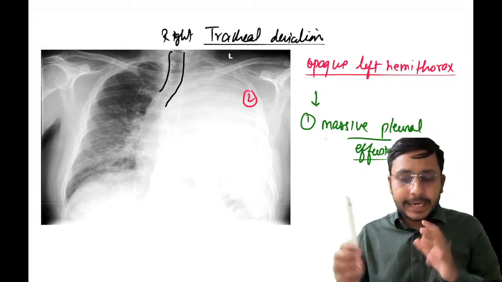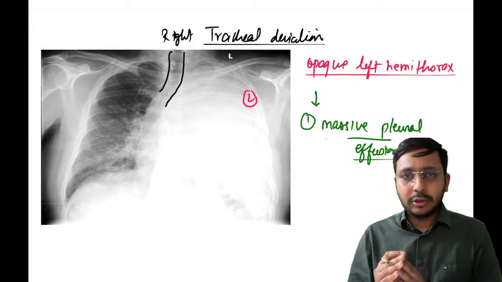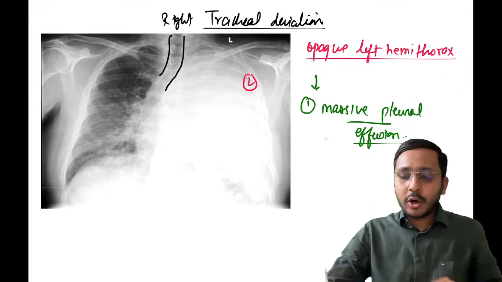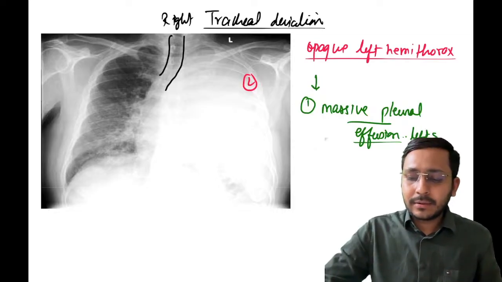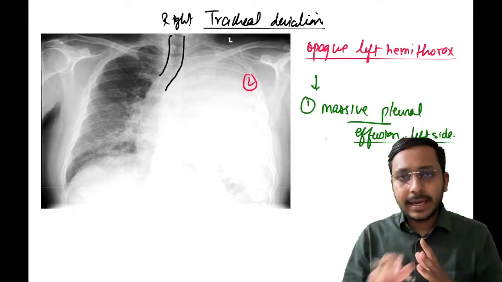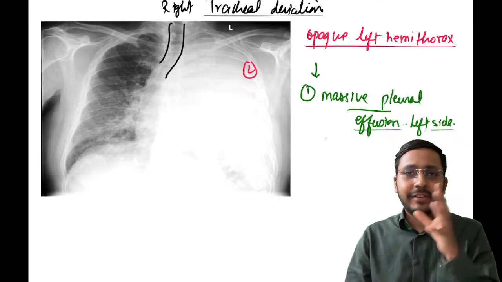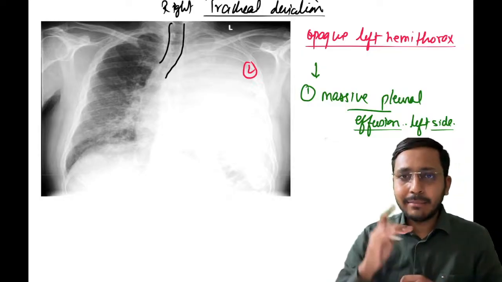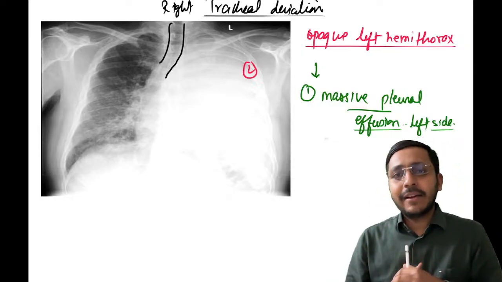Talking about right tracheal deviation, left opaque hemithorax, the most common cause of this is a massive pleural effusion on the left side. Right. So this question will come to you directly. In the answer you have to say that there is an opaque left hemithorax with right tracheal deviation, something is pushing the trachea towards the right hand side. Most common cause is massive left pleural effusion.